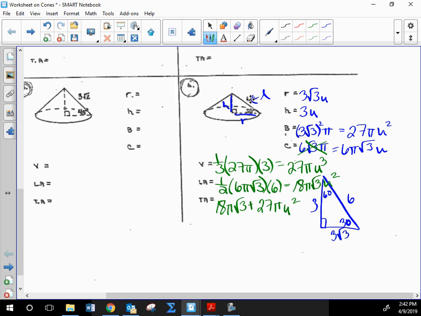You'd have to have an equation for that. Otherwise, you're only taking 1/3 from thin air. Alright, questions with this? Okay. Go ahead and flip it over to the back side.